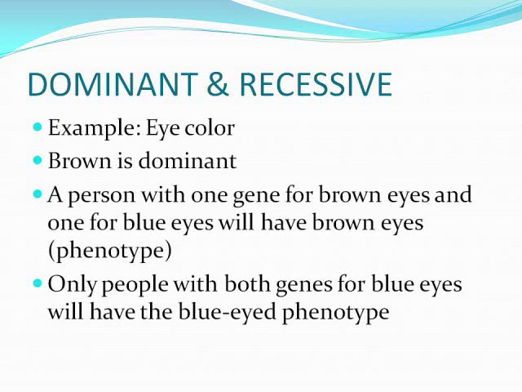Alright, here's another example. Eye color. Brown is the dominant eye color. A person with one gene for brown eyes and one for blue eyes is going to have brown eyes. Their phenotype is going to be brown eyes. Only people with both genes for blue eyes are going to have a blue eye phenotype.